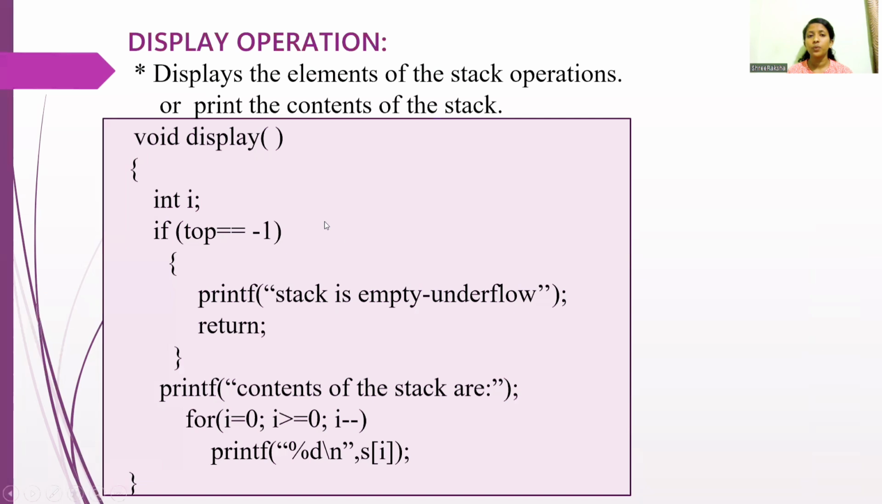Next one is display operation. Displaying the elements of the stack is called display operation, or it prints the contents of the stack. You will see a small program: void display, int i. I have taken i as an integer. If top is equal to -1, it is an empty stack, we have to print that. Then printf, contents of the stack are, we have to use one for loop for it. for i = top; i >= 0; i--, printf("%d", s[i]). It is an array of the stack.